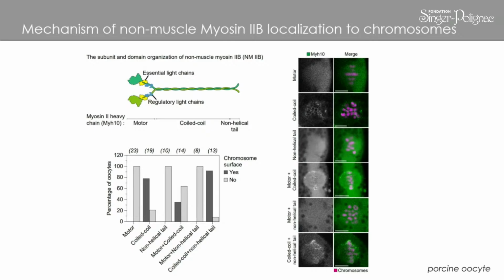Here we express just the motor domain, but you see this is not localizing to the chromosome surface. But when we express the coiled domain, you can see it does go to the chromosome surface. The non-helical tail does not. Motor combined with coil does localize again. Motor with non-helical tail does not, but coil with non-helical tail does. So this shows that you need the coiled region to localize the myosin to the chromosome surface.